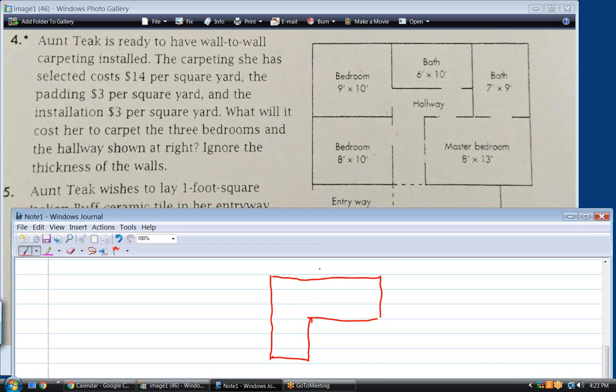What's the top width? That would be 6 feet across. Which one is 6 and which one is 10 for the bathroom? Oh, 6 is the short side. So it'd be 10 feet across. Okay. And what is this dimension right here?